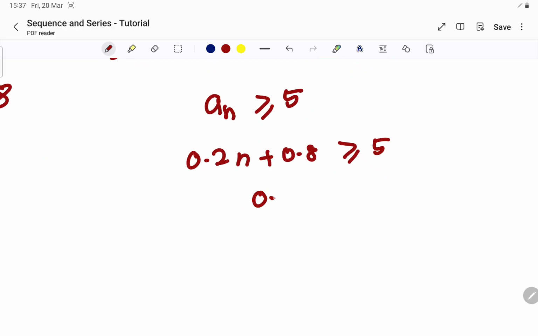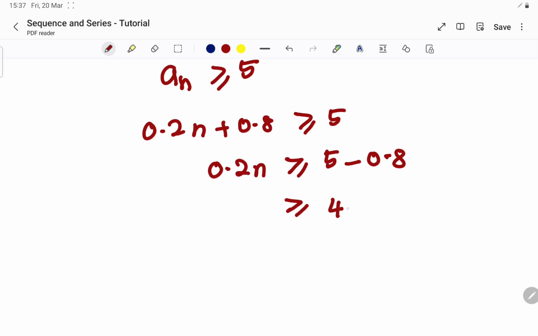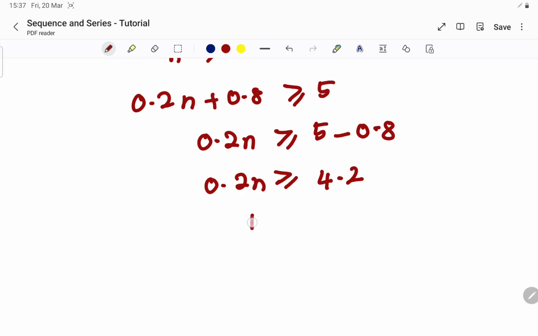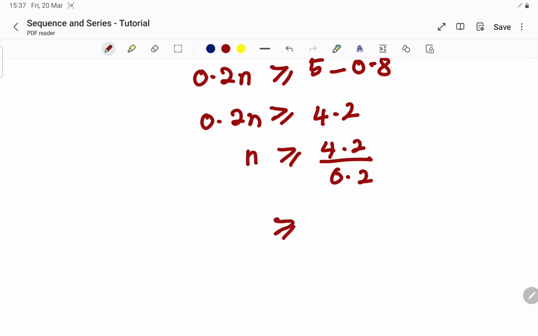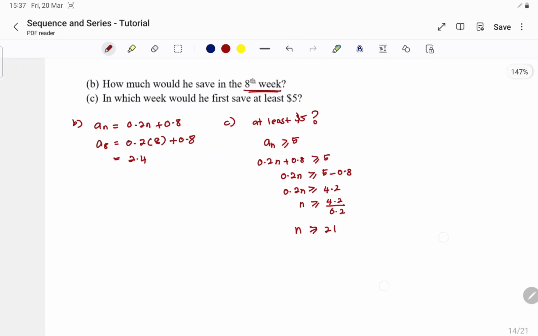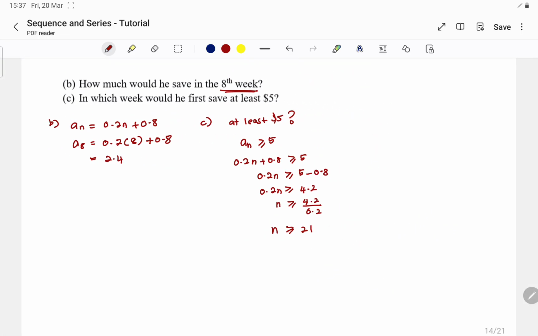So you move 0.8 to the right side, you're going to get 0.2N greater or equal to 5 minus 0.8. So 5 minus 0.8 is 4.2, and then 0.2N here. 0.2 you bring to the right side, so N greater or equal to 4.2 divided by 0.2, which is equal to 21. So your N is at least 21, so 21 and above. Then you can save at least 5 ringgit.